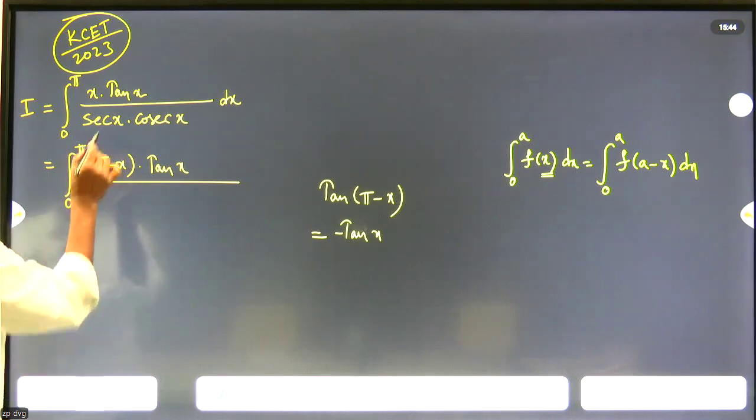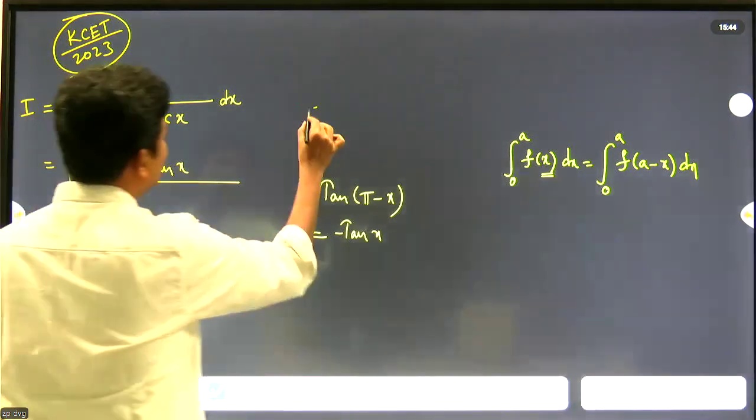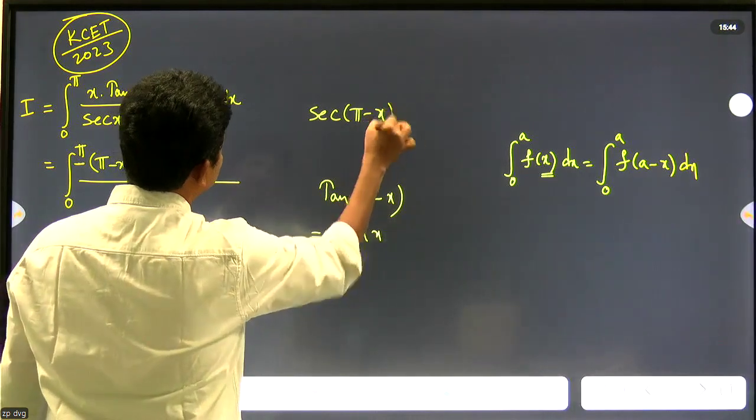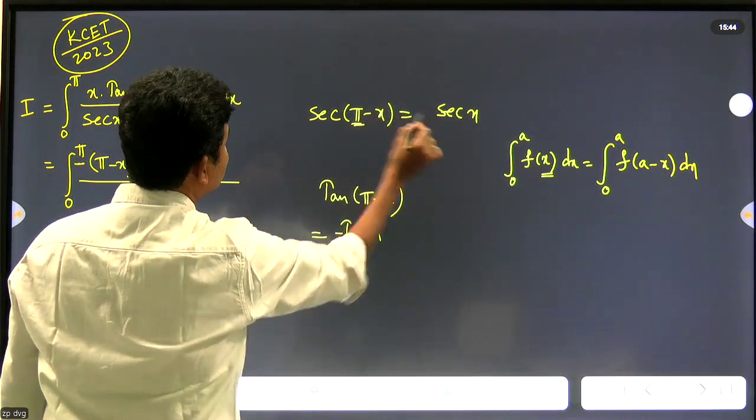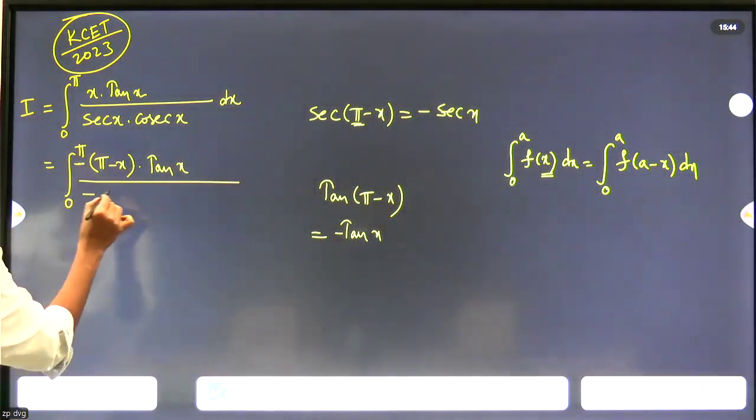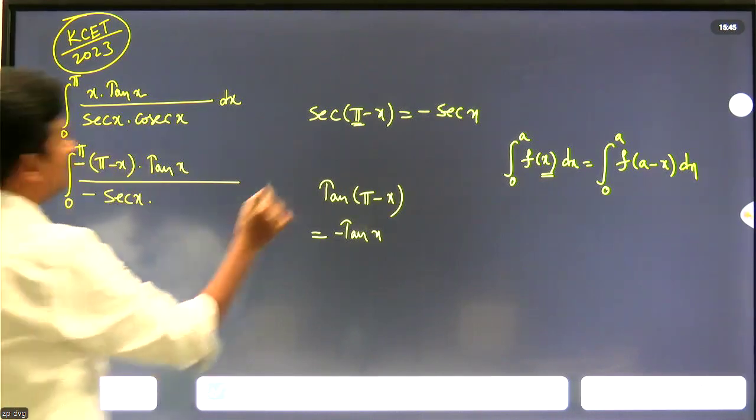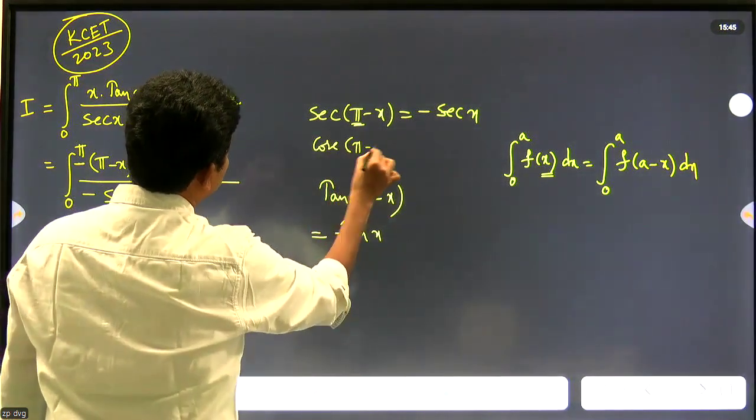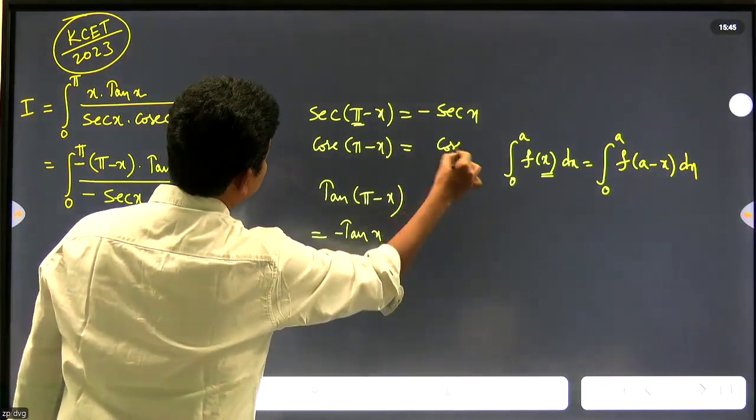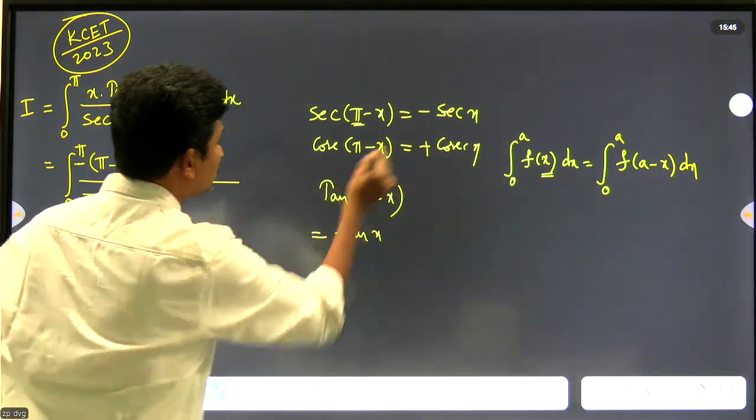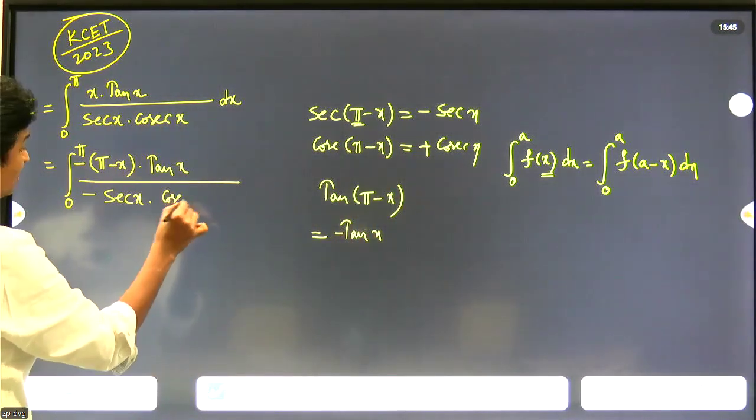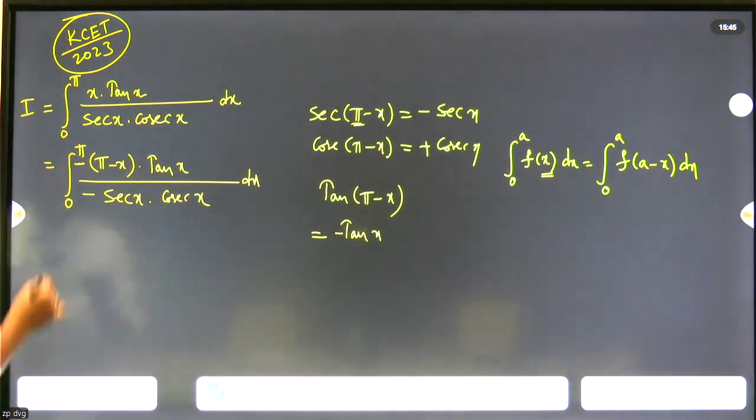divided by secant. In place of x, you write pi minus x. Secant pi minus x is what? As pi is there, the function remains same, secant x. Pi minus x is in the second quadrant, where secant is negative, so minus secant x. Cosecant pi minus x: as pi is there, the function remains same, and in the second quadrant cosecant is positive. So cosecant pi minus x is plus cosecant x dx. Now see, this minus minus will get cancelled, right? Now this is I.